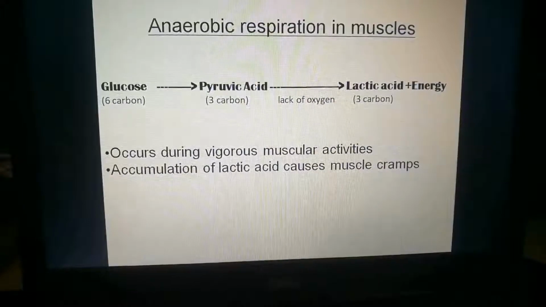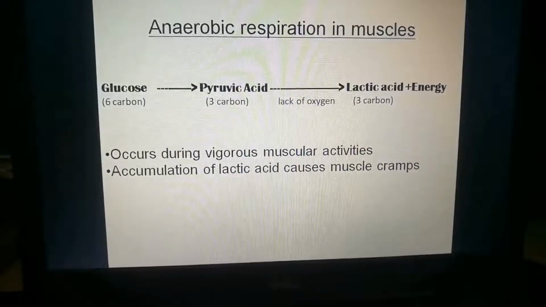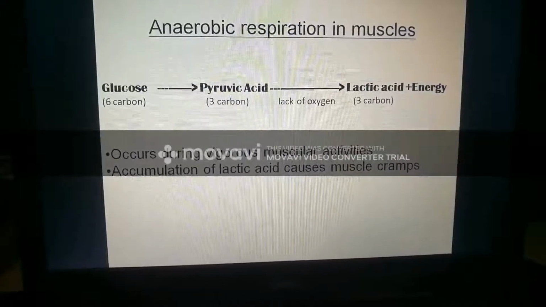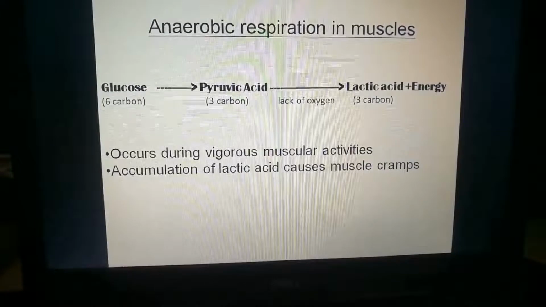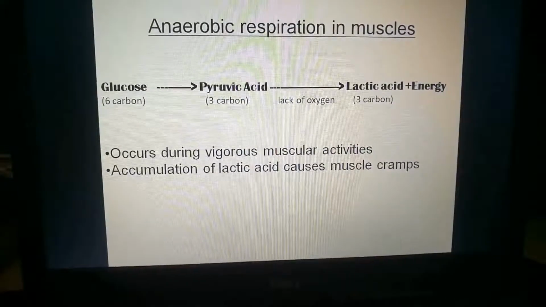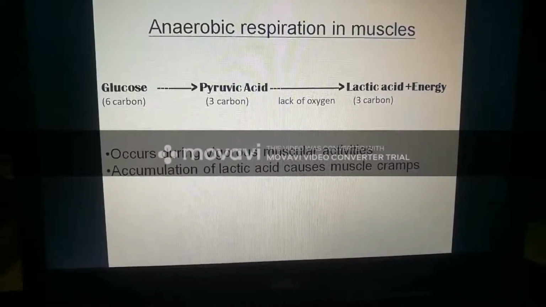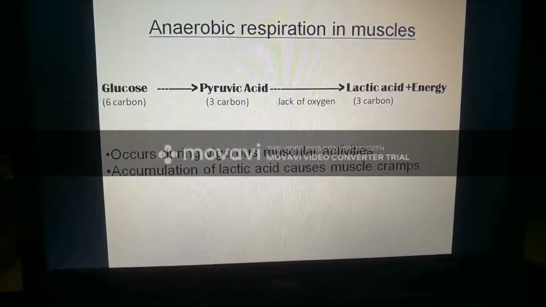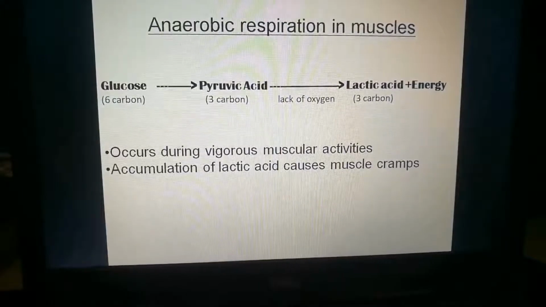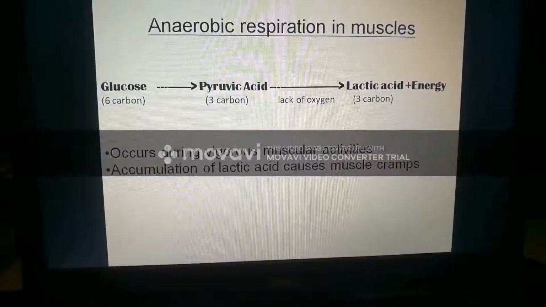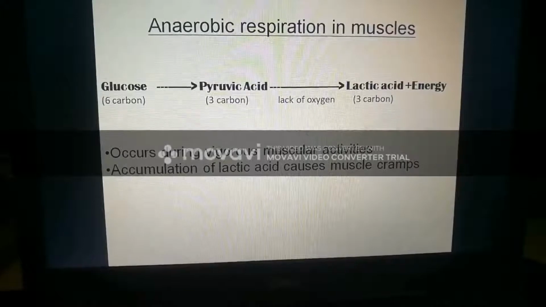All our cells need energy for doing their activities. This energy is provided by glucose. Glucose is broken down with the help of oxygen. But when our muscles carry out some vigorous muscular activities or heavy exercise, these cells need more energy. When they need more energy, more glucose has to be broken down. If more glucose has to be broken down, more oxygen has to reach into the cell. But here, more glucose has to be broken, and there is insufficient oxygen in your muscle cells.